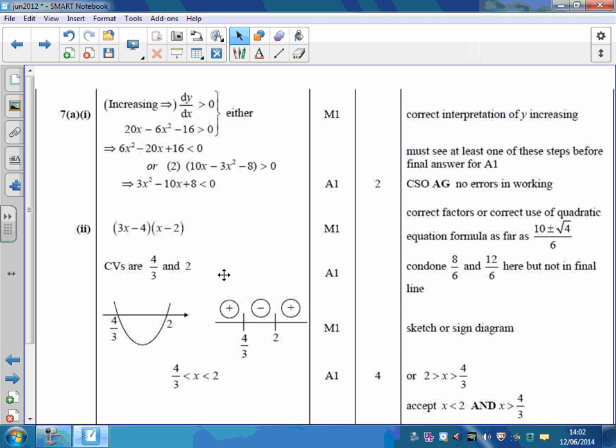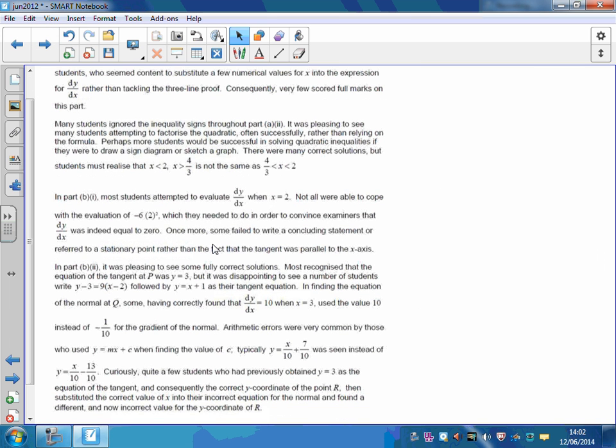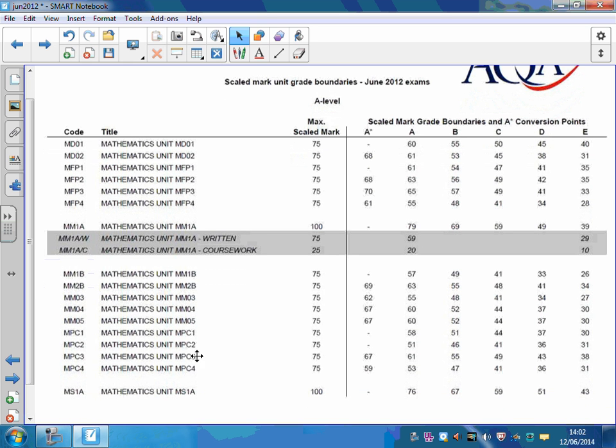Here's the mark scheme, and here's the examiner's report. And here, for reference, is the marks needed for this one. We needed just 58 for an A on that one there. Usual 30 to pass.